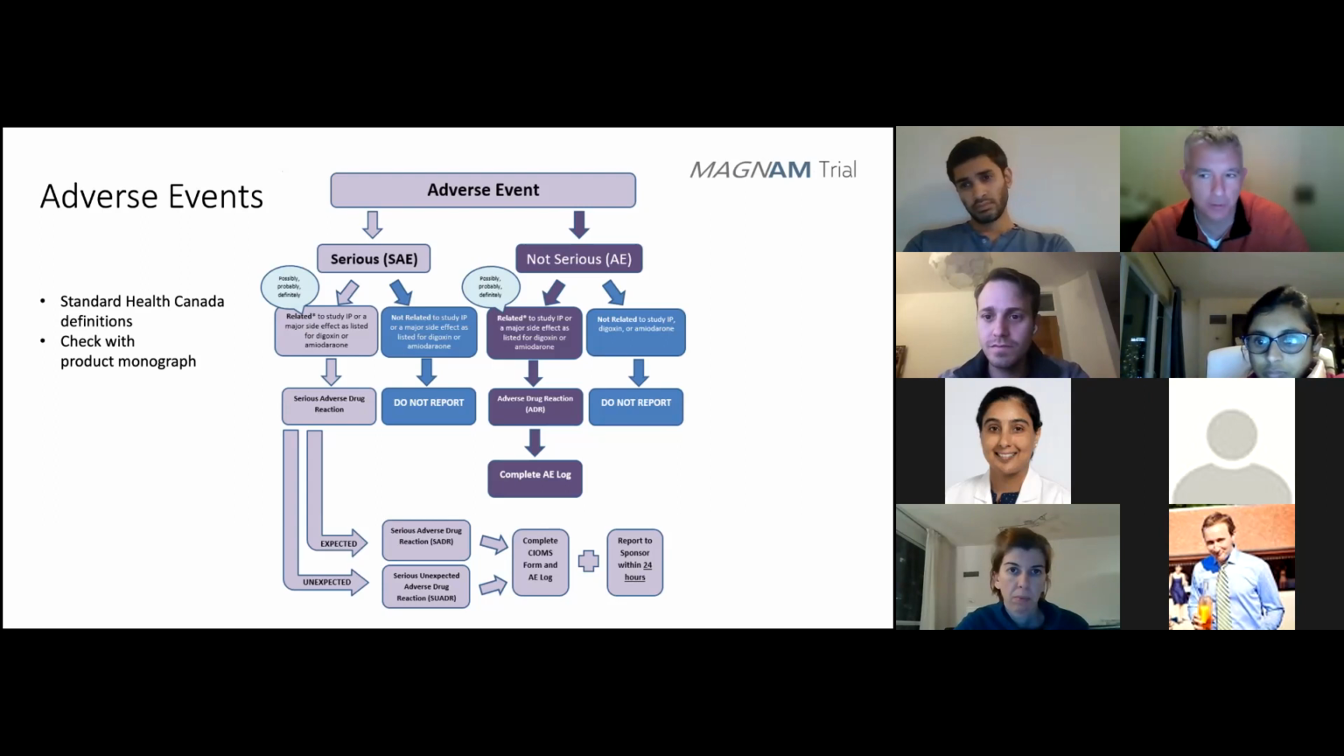At Sunnybrook, and hopefully other centres, we'll also have a directory on each desktop around the units, all units, where you will have a MAGNAM directory with all the materials as well. So I'll try and achieve that in other centres.